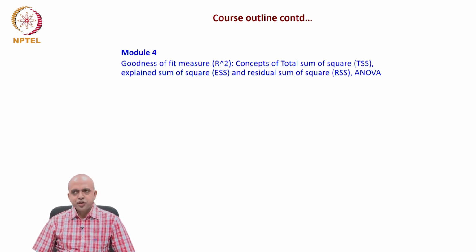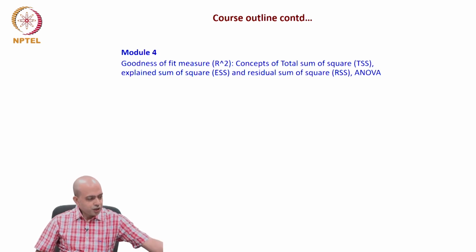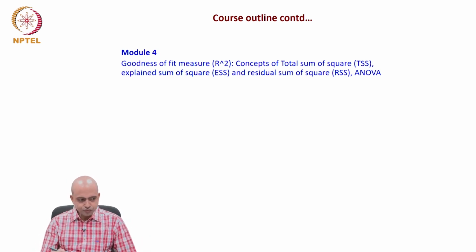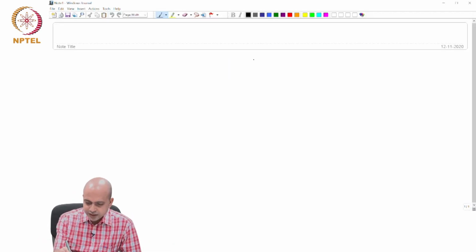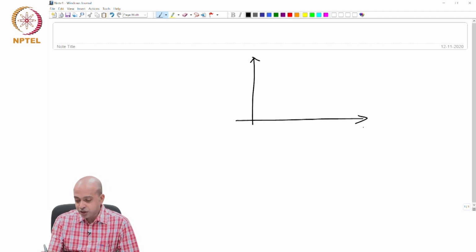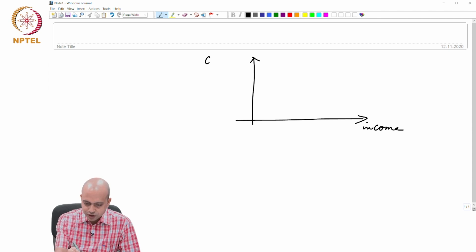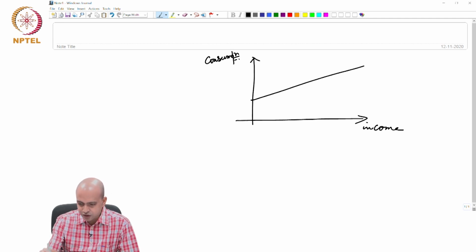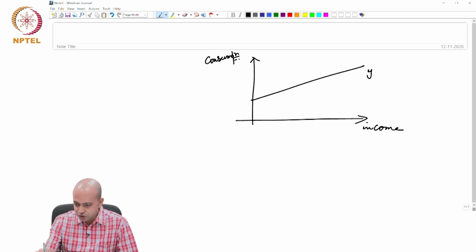So why goodness of fit measure? Because here we collect a sample and we are going to estimate a regression line. So a regression line is basically, for an example, let us say that in the x axis we are measuring income, which is our independent variable, here it is consumption, and let us say that this is the regression line that you have estimated, which is yi hat equals alpha hat plus beta hat xi.